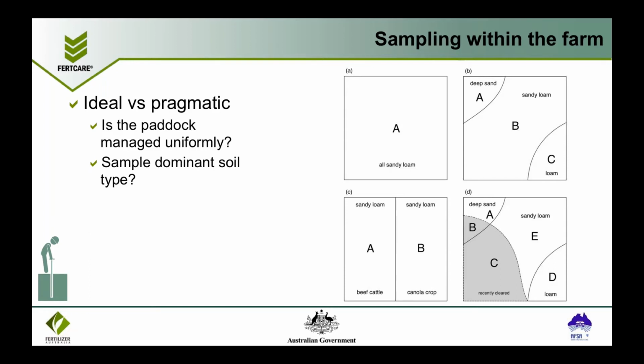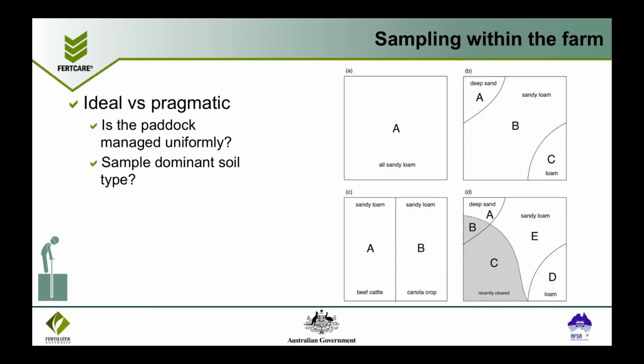If we have a situation where we have multiple soil types within a paddock or a block, then we might consider taking samples within each of those soil types. If we had a consistent soil type across the paddock, but we had some different land management within that particular paddock, we might consider stratifying according to that land management. In this case, it might be beef cattle in one half and it might be canola crop in the other half. And we would consider taking separate soil samples within each of those zones.